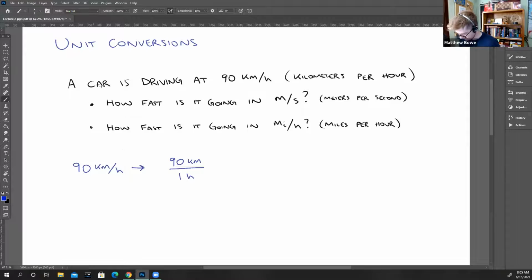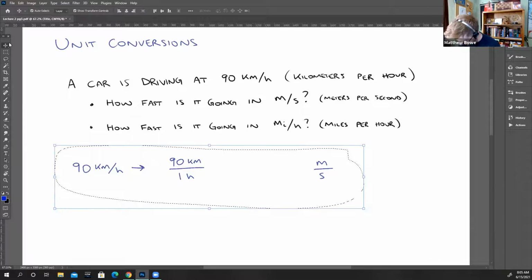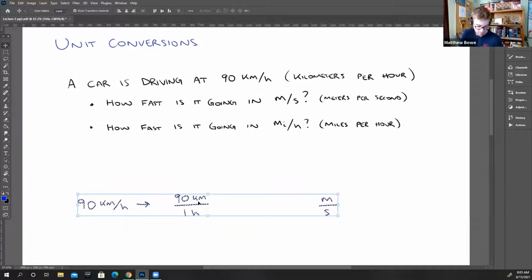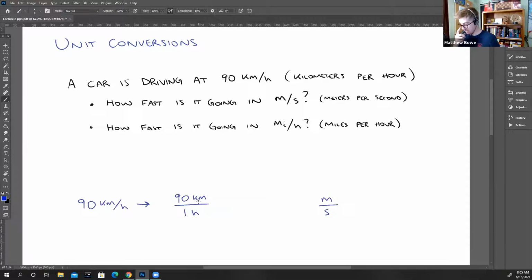All right, but for this first question, we want to finally end up somewhere with a result that is in meters over seconds, meters per second. So we need to transform these kilometers into meters, and we need to transform the hour into seconds. So before I do that, let's put down some conversion rates that we know.